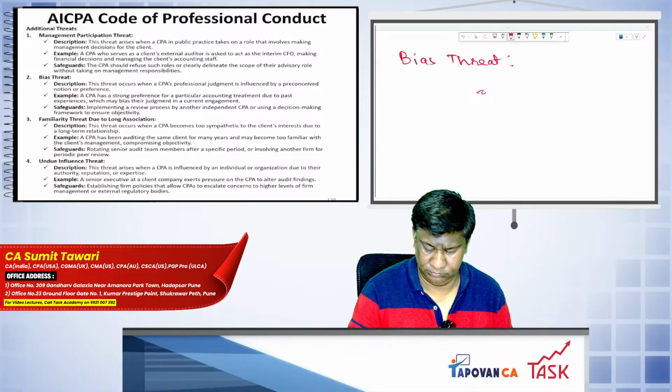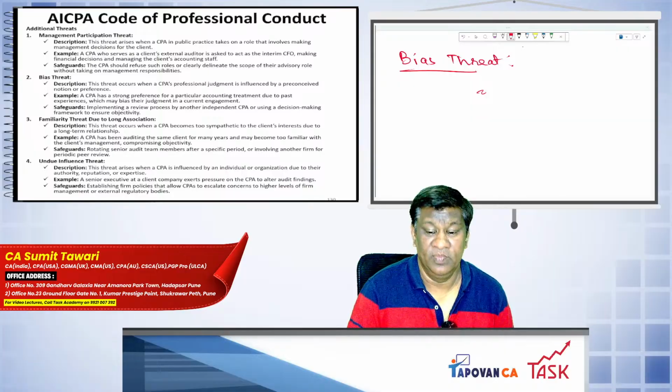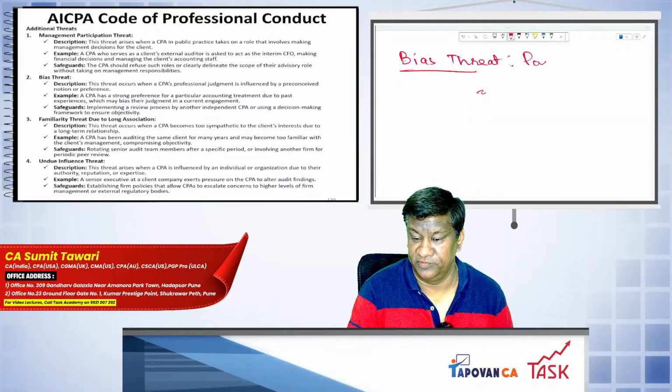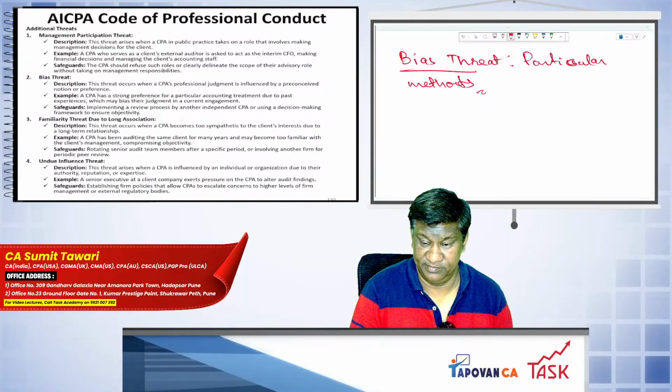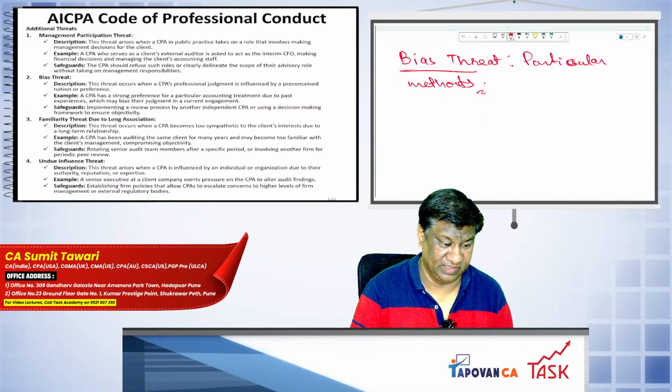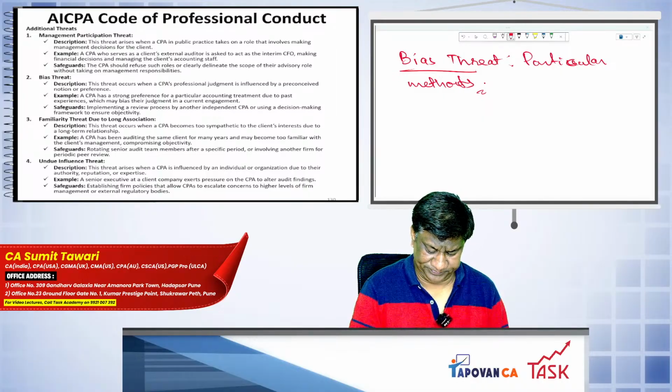Does the CPA get influenced to use a particular method to do the audit, which he may have used in his previous assignment? Correct. Okay, so that is basically the example of bias threat.